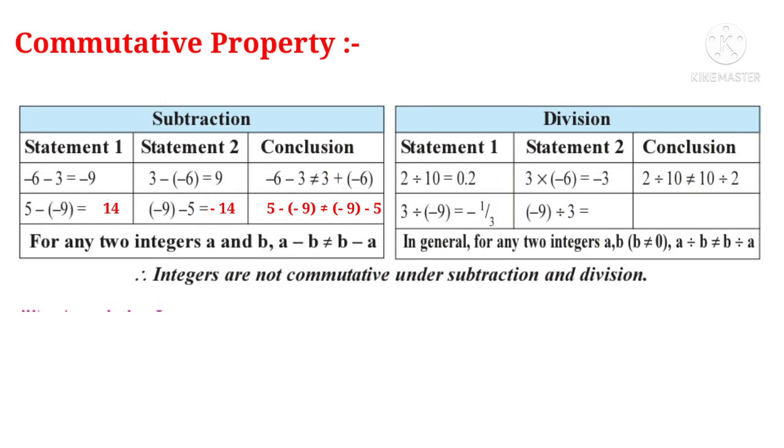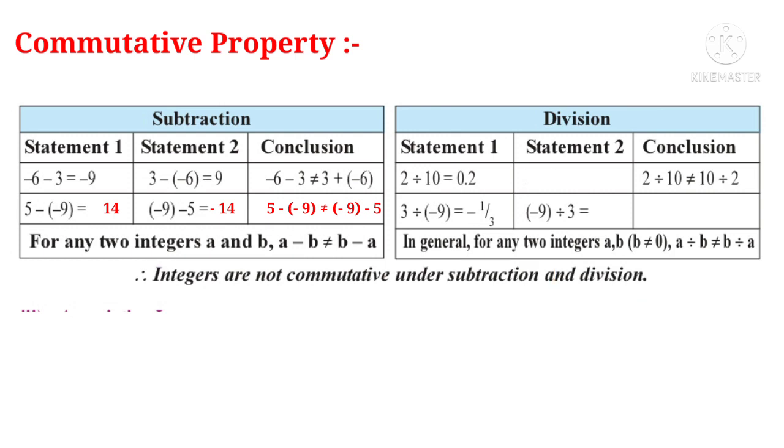Now here observe the not equal to symbol in the conclusion. So for any integers a and b we can say that a minus b is not equal to b minus a. Therefore integers are not commutative under subtraction.